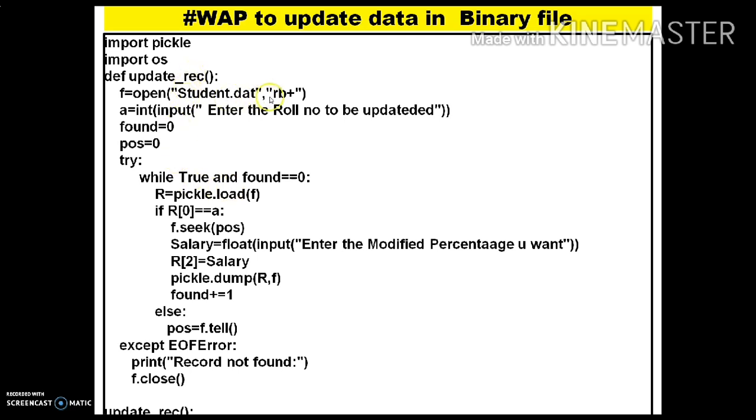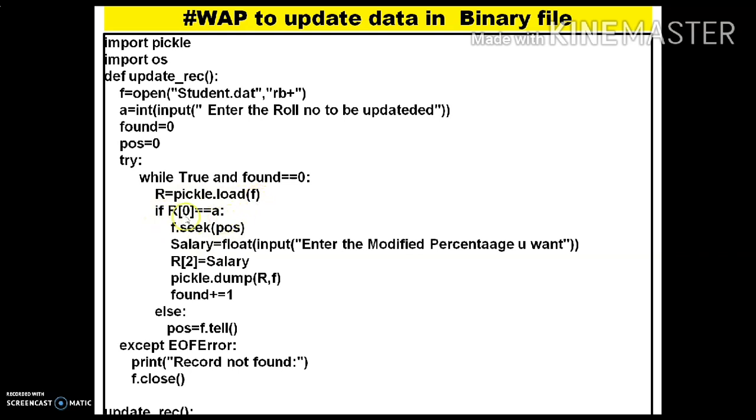Now you are opening the student.dat file in reading mode, accepting which roll number you want to update. Now found is equal to 0. You are taking the position of the record you want to update. Now you put the try and except block, with the record read in an infinite loop. If it is found, then the file pointer is sent back and you update that record. Now you pick up the whole data and load it into a Python object called r, r is equal to pickle.load.